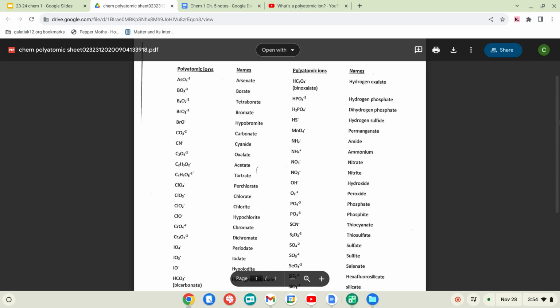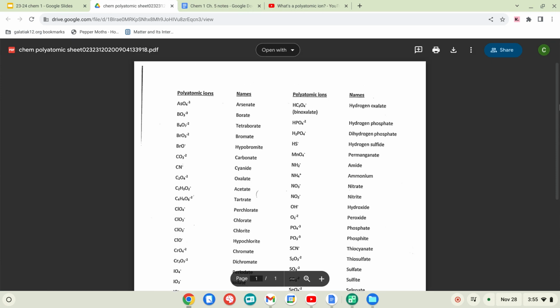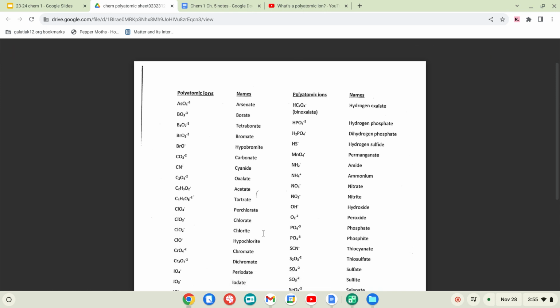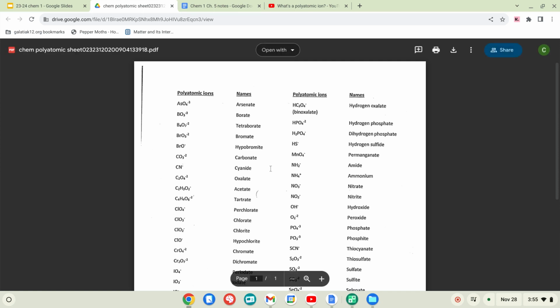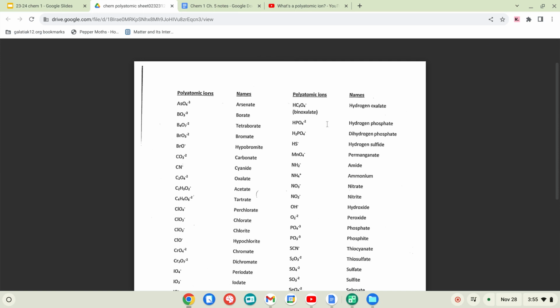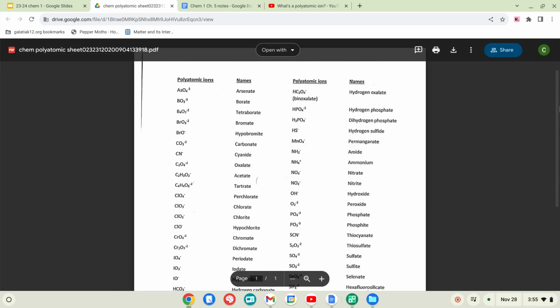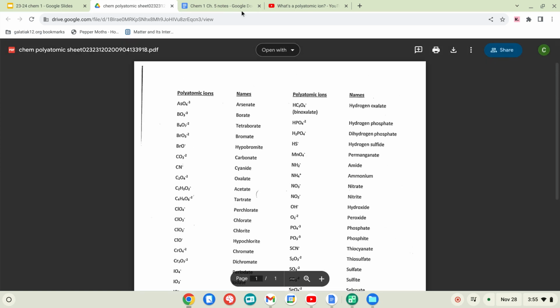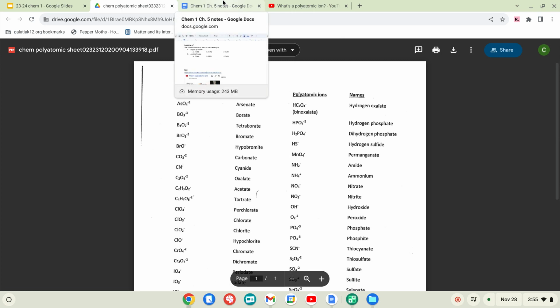Now the big thing here is we don't change the name. We will always call it the name that is on the sheet. So instead of chlorate, it's not chloride or anything, because chloride is just Cl. So it's always just chlorate or carbonate, not carbonide, nothing like that. This sheet, I will get this to you, or I'll have them already handed out to you.